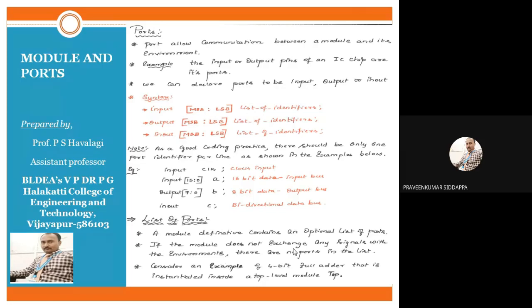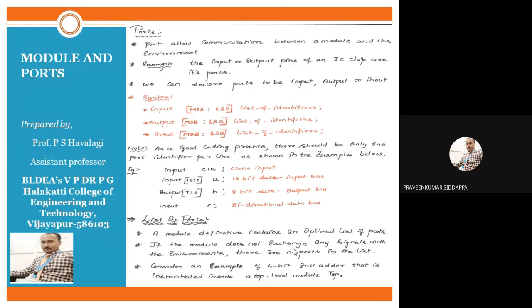Both input and output are unidirectional buses, only one direction. In one direction it will move. But inout is bidirectional. It acts like an input as well as an output. Because of that reason, I have written there inout C. If it is a vector, you can mention it by using MSB and LSB, no problem. So this one is about ports. Remember it. Next, after that, we'll go for list of ports.